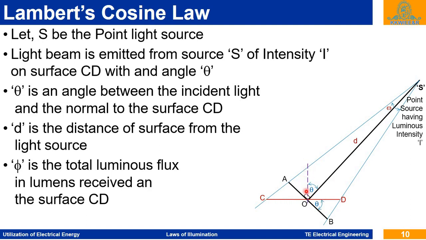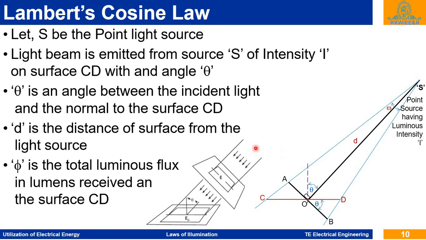So this violet line, which is perpendicular to this plane CD, and the angle between this normal and this incident ray is theta. D is the distance of the source from this surface CD. So this D is the distance between light source S and the point O on this surface CD. Phi is the total luminous flux in lumens received on this surface. So this CD surface receives the total luminous flux phi.